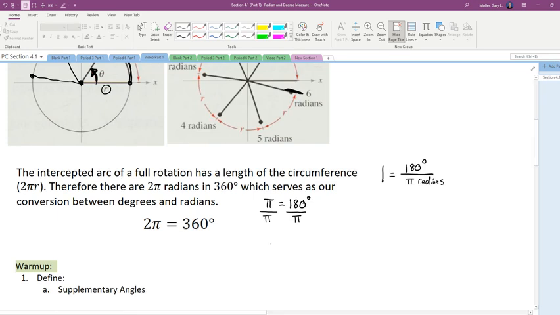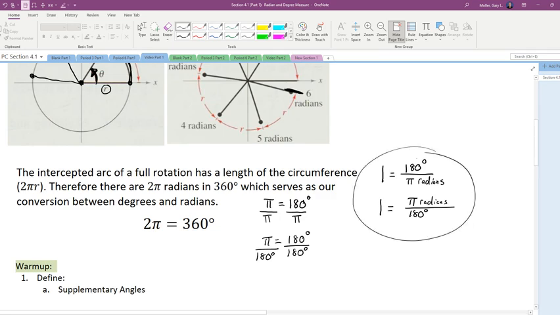If instead we wanted to divide the other way, we could do that. So if I divide by 180 degrees, 180 over 180 is 1. And now I get the statement pi radians in 180 degrees. Those are the same thing. They both equal 1, so you can write them either way. All right, we'll come back to this and why that's useful in just a moment.